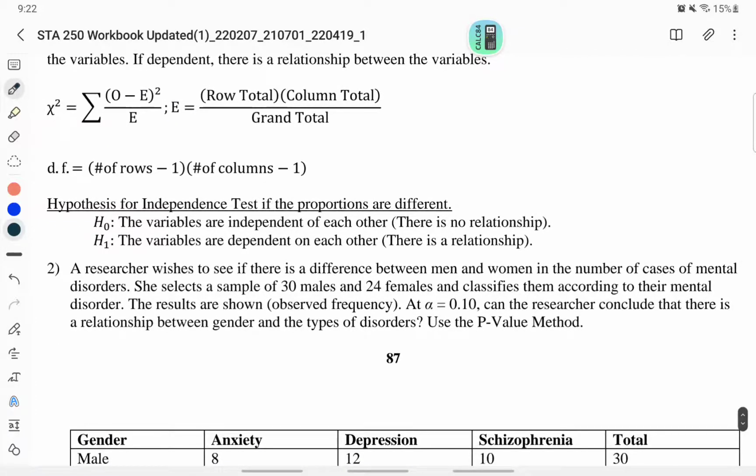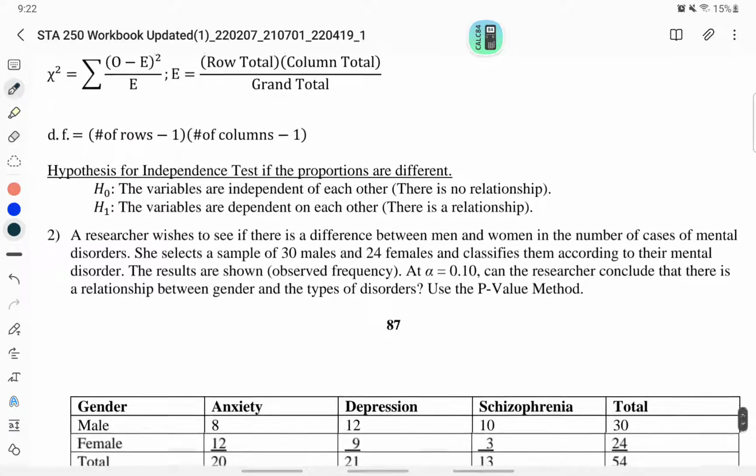A researcher wishes to see if there is a difference between men and women in the number of cases of mental health disorders. She selects a sample of 30 males and 24 females and classifies them according to their mental disorder. The results are shown, which is the observed frequency. At the alpha level of 0.10, can a researcher conclude that there is a relationship between gender and the types of disorders? Use the p-value method.